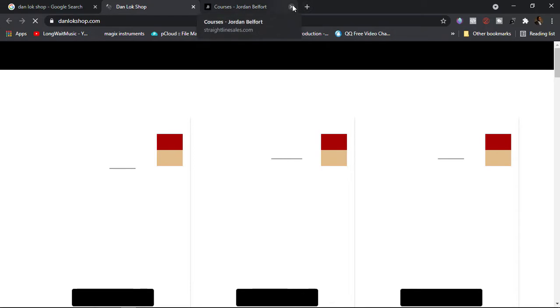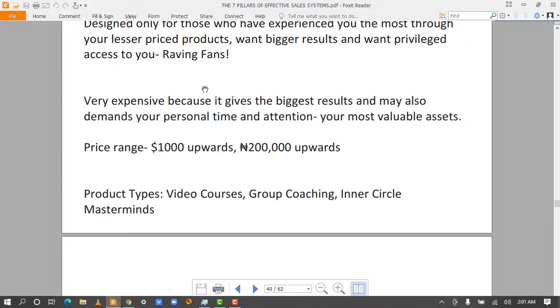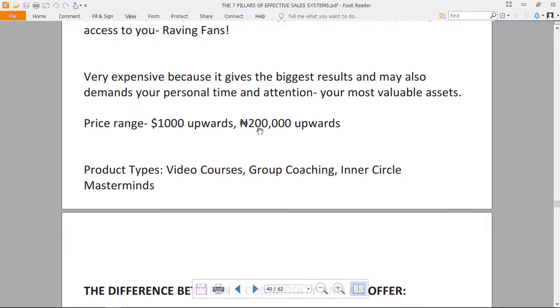Let's hope the internet will not mess things up for us. Okay, while we're waiting for that to load, let me go to other things.